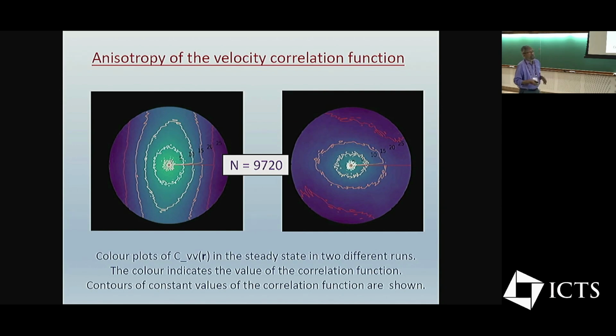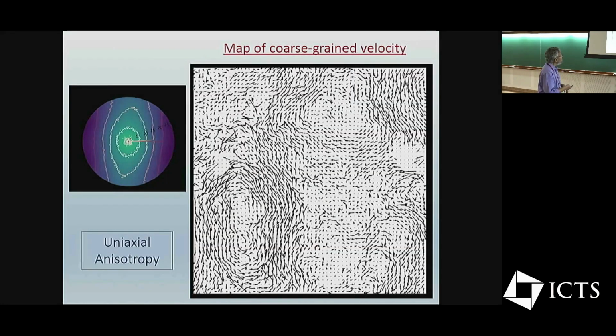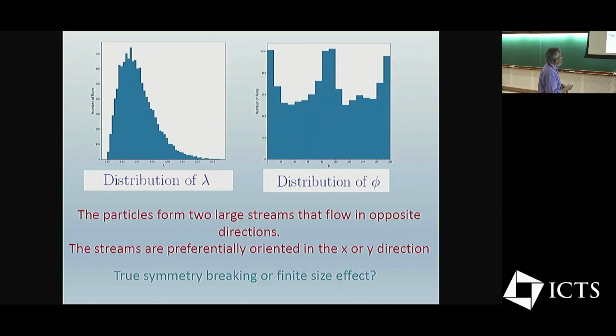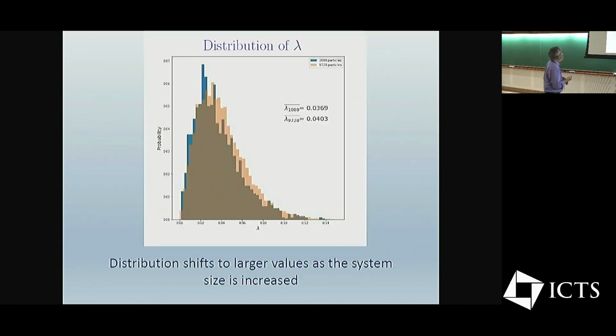Of course, it's a finite system, so one has to understand whether it's just a finite size effect, or there are actually some preferred directions. So we looked at these distributions for two systems with very different system sizes, and this is what we find: for the distribution of lambda, if I look at two systems whose sizes are roughly 10 times different, they get very similar distributions.